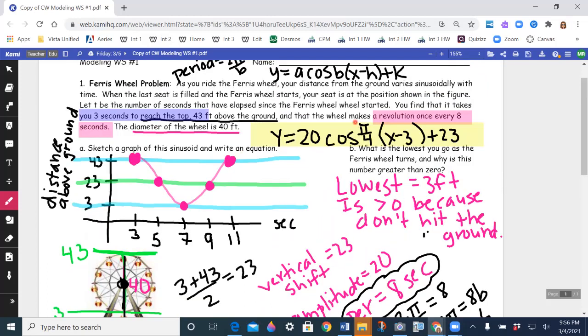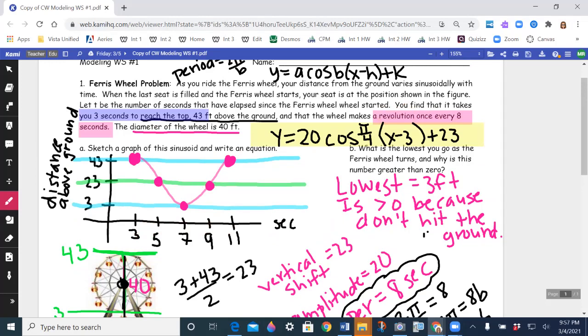A lot of times they'll talk about a revolution or a complete cycle. In this case, the revolution was every 8 seconds. So if this was at 3 seconds and every 8 is a full revolution, I went 8 more, which is 11. And we always have 1, 2, 3, 4, 5 marks. Your cosine starts high to high. Halfway in between is your low. Halfway between the high and the low is your 0.